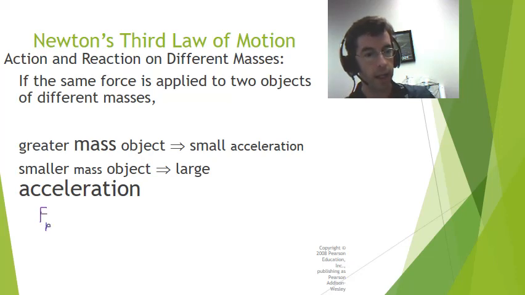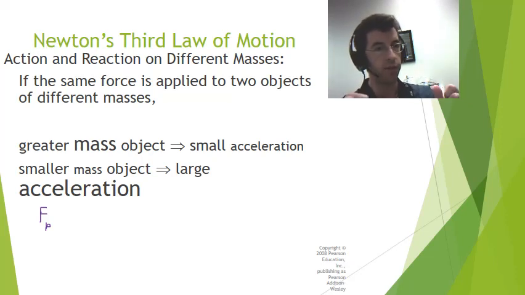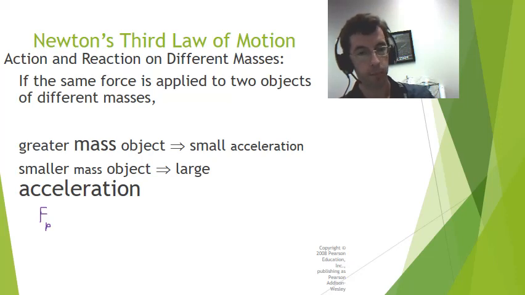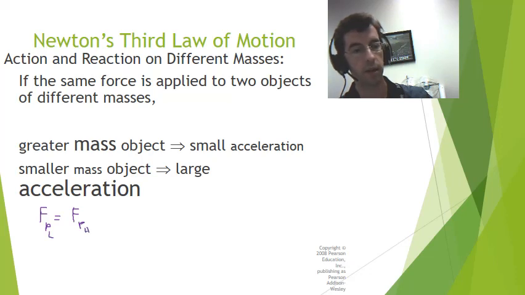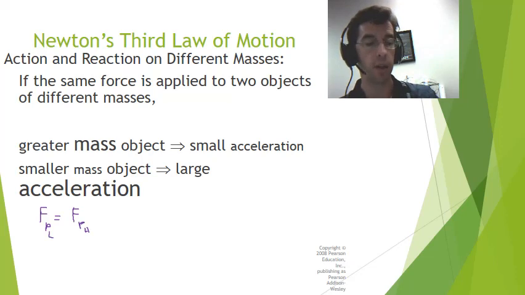Remember from Newton's third law, the force that I exert on the lid must be the same as the force that the lid exerts on me, correct? Therefore, the force of the punch on the lid, I'm going to put FPL, has got to be equal to the force of the punch on my hand, I'm going to put FPH. That's Newton's third law. Now, let's talk about the acceleration on each of the objects.